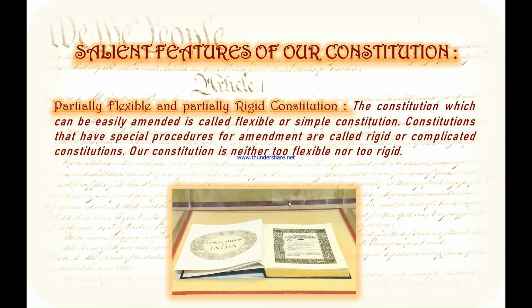Our constitution is partially flexible and partially rigid. The constitution which can be easily amended is called flexible or simple constitution, whereas a constitution that has special procedures for amendment is called rigid or complicated constitution. Our constitution is neither too flexible nor too rigid. Some laws can be changed and amended with simple majority, whereas to change some other laws they require the absolute majority.